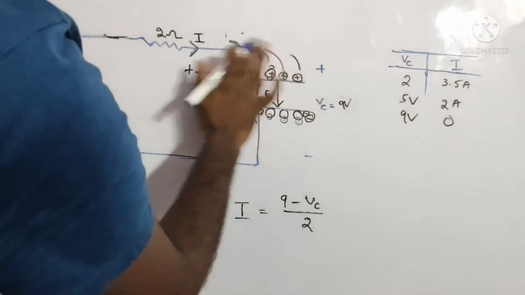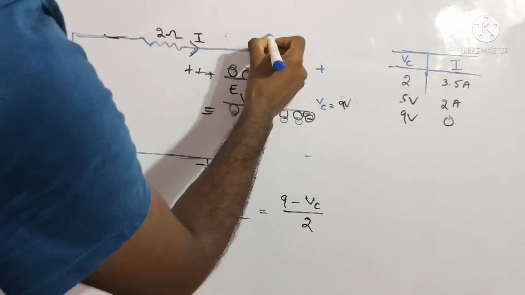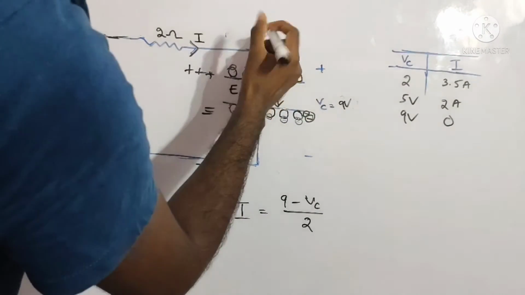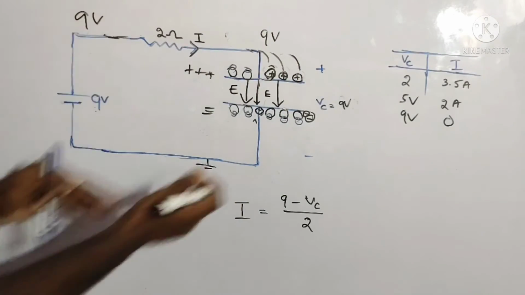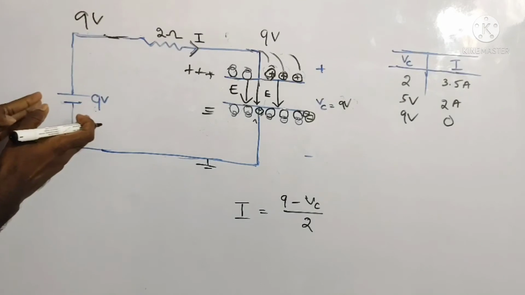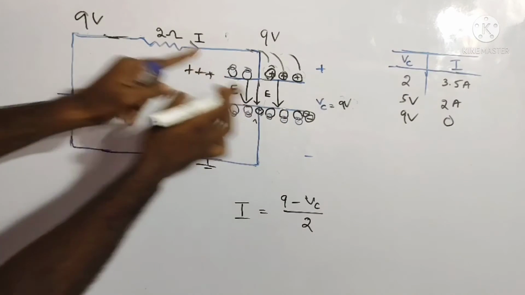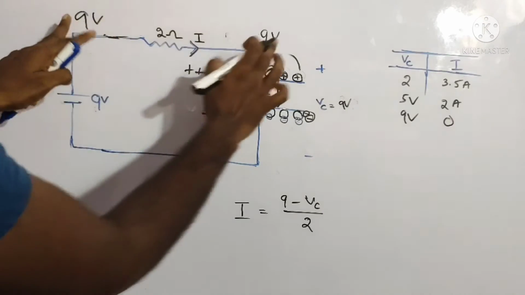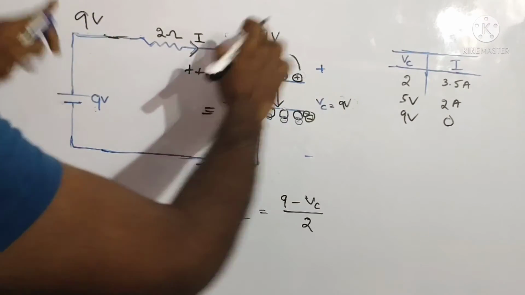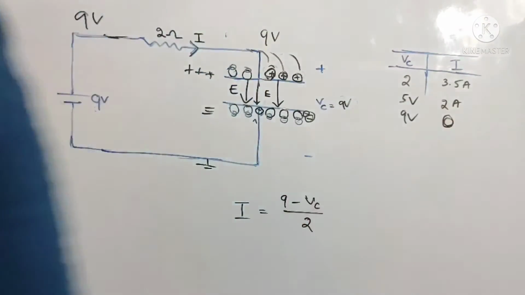That means you can say this. I'm taking this reached to 9 volts. That means this capacitor is charged to the source voltage. This capacitor is charged to the source voltage, 9 volts. So then there will be no potential between these 2 points. So the current is 0.